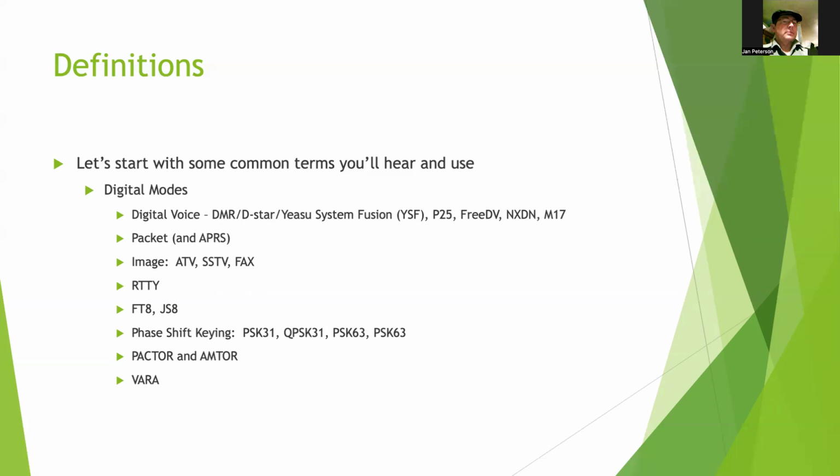FreeDV, NXDN, and M17 are other mechanisms that are used for this digital voice. And basically, your voice is converted into a digital signal, and then that digital signal is encoded onto the analog radio signal and sent out. And then on the other side, it's decoded and converted back into an audio signal.